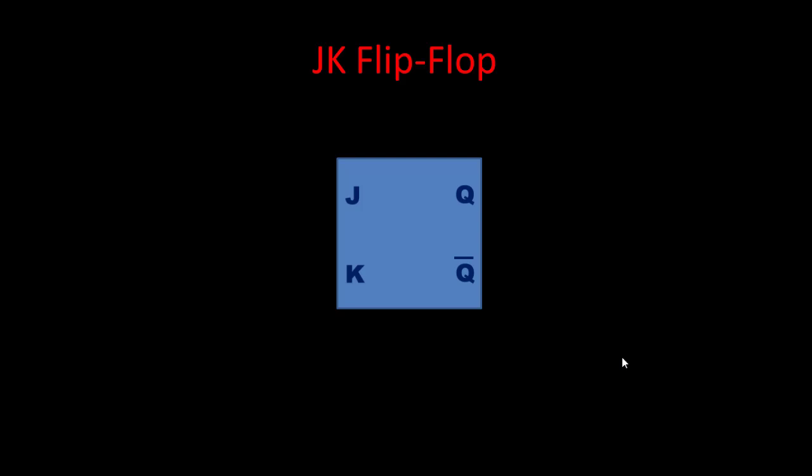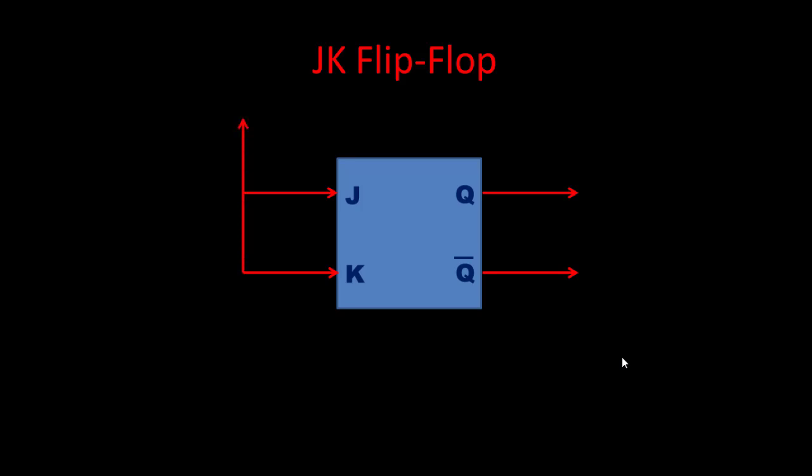Before starting with the ripple counter, let us study the working of the JK flip-flop, because we will be using JK flip-flops for this particular case. This is a JK flip-flop having two inputs and two outputs, Q and Q bar. We apply the inputs at J and K and we get output at Q and Q bar. Of course, Q and Q bar are always complements of each other.